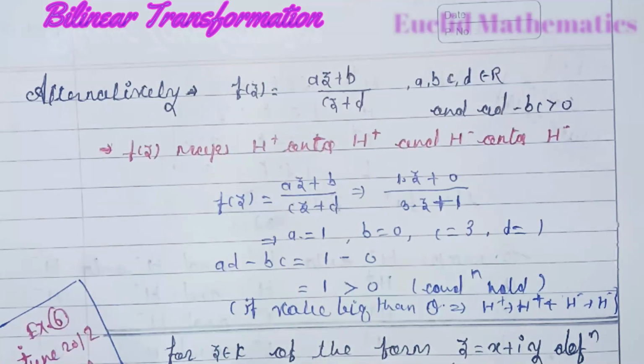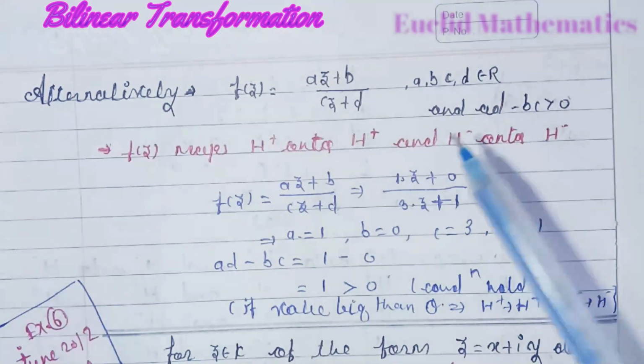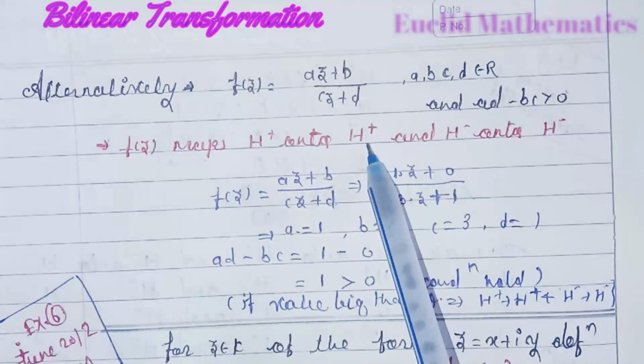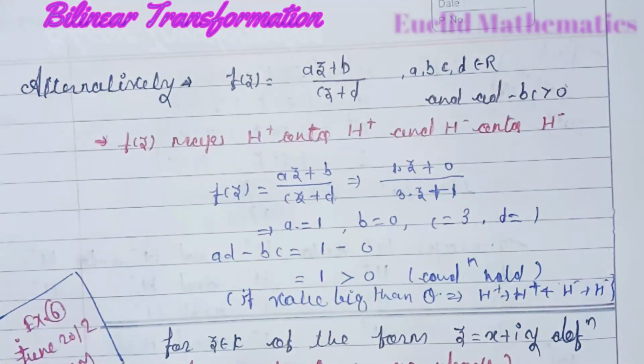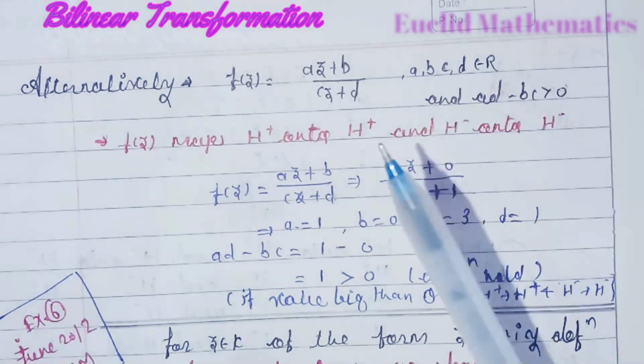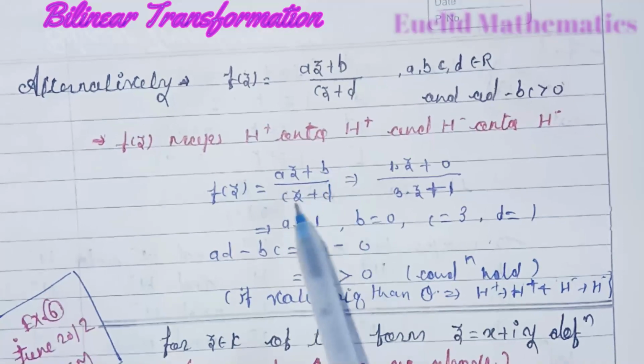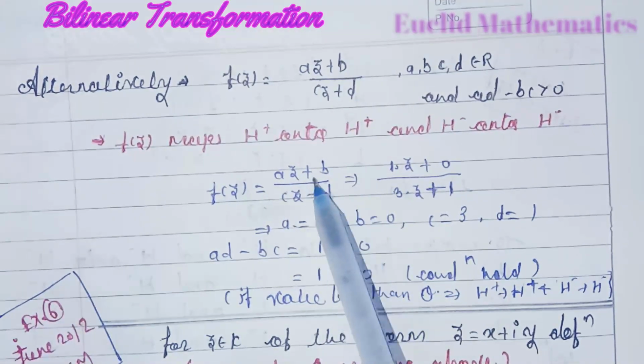And one more condition here: if ad minus bc is smaller than 0, then the upper half plane maps to the lower half plane. That means h plus goes to h minus and h minus goes to h plus. This is the second condition. Now let's verify our example with this property. Our property says az plus b upon cz plus d. Consider our example in this form.